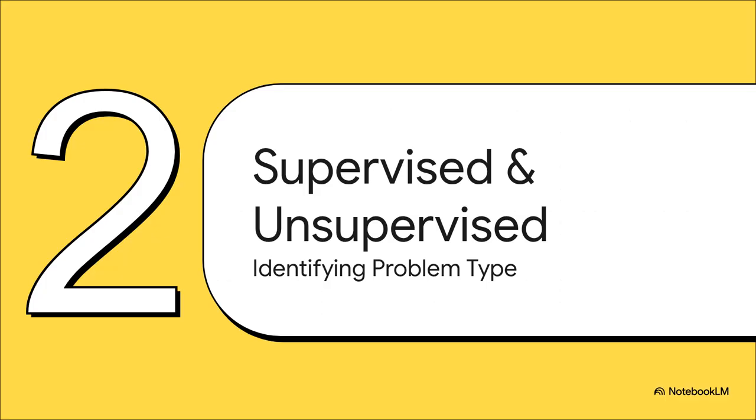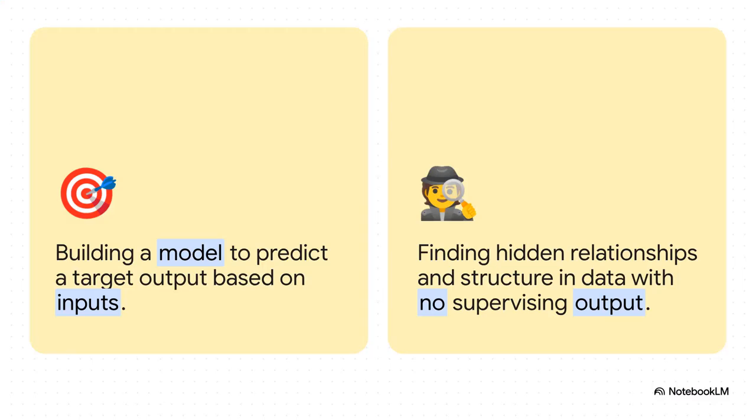Moving right along to Section 2, Supervised versus Unsupervised Learning, Identifying the Problem Type. Okay, before we even think about building a model, we absolutely must determine what kind of learning environment we're actually operating in. This is the core difference between supervised and unsupervised learning. In supervised learning, you have a very clear target you're trying to predict. For instance, if you have historical data on TV, radio, and newspaper ad budgets, and you already know the resulting sales figures, you can train a model to predict future sales. The historical sales data literally supervises the learning process.